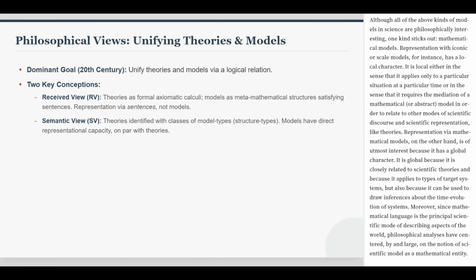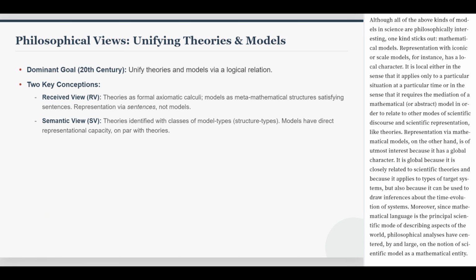Think of this as the old-school formalist approach. It sees scientific theories primarily as sets of axioms and rules, like a mathematical proof system. Models in this view are more like the structures that satisfy parts of those proofs. The actual representation of the physical world is done by the sentences of the theory, not the models themselves. Models are kind of secondary, helping us understand the formal system.